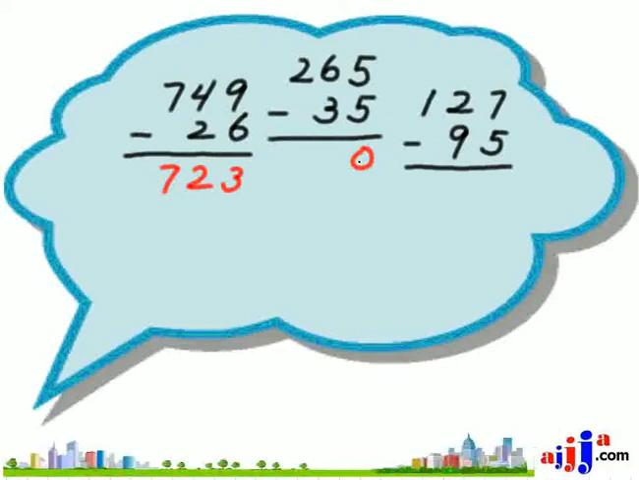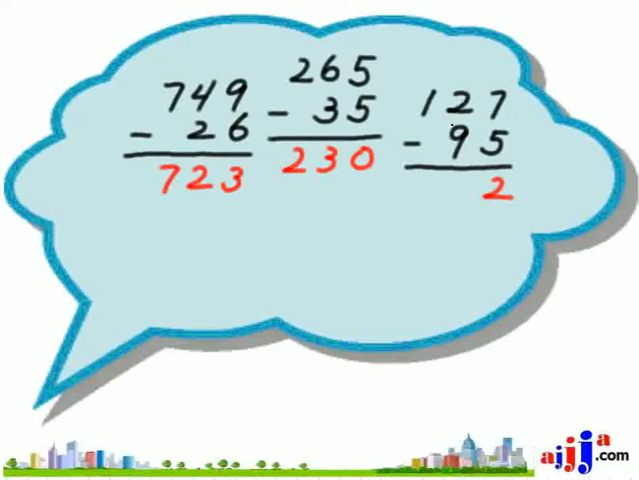What about this one? 5 minus 5, that's 0. Now, 6 minus 3, which is 3. Now, 2 minus nothing, that means 2 still there. That's another freebie right there. What about this one, the right-hand side?